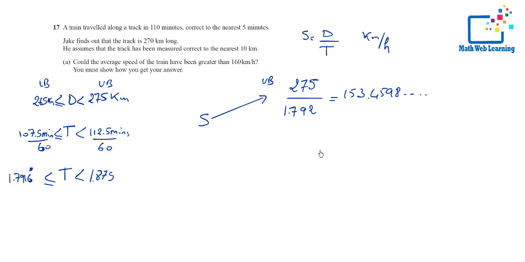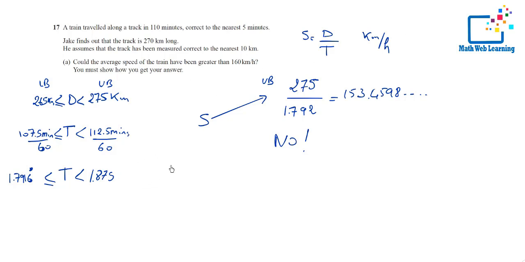I need to continue. You can see it doesn't reach 160. So I know there is no need for me to do the lower bound, because the lower bound will be smaller. All right, I saved myself a lot of time. Okay, now, so the answer, no. Could the average speed of the train have been greater than? No. As simple as that. And the calculation, we have shown all the working out.